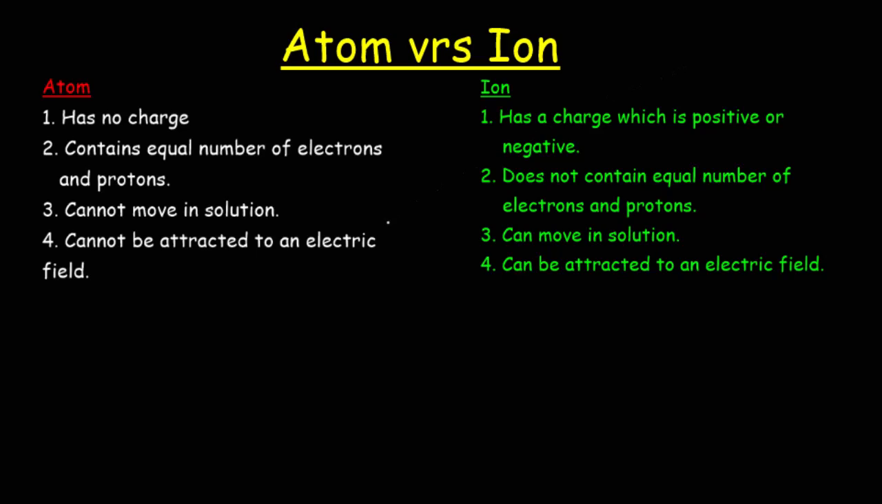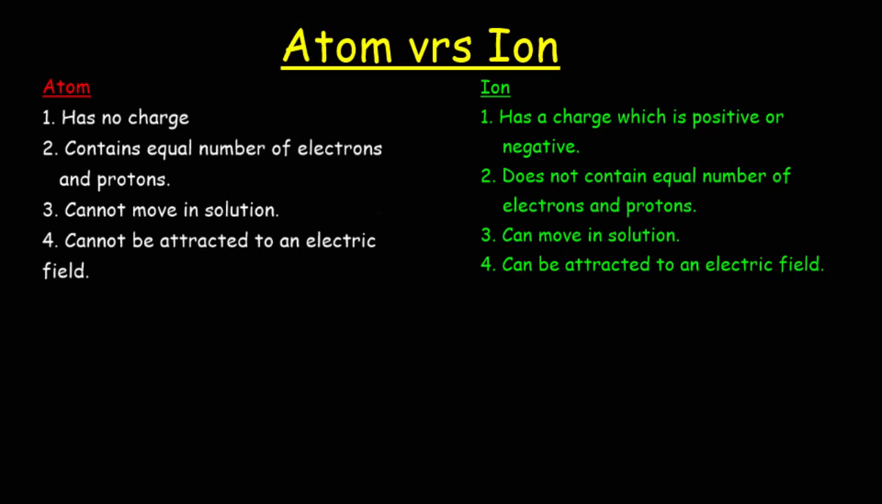Now, we already know from the definition that an atom is the smallest particle of an element which can take part in any chemical reaction. And we've also learned that an ion is a charged atom which is formed when the atom loses or gains electron. So like I said, today we are just looking at the difference.